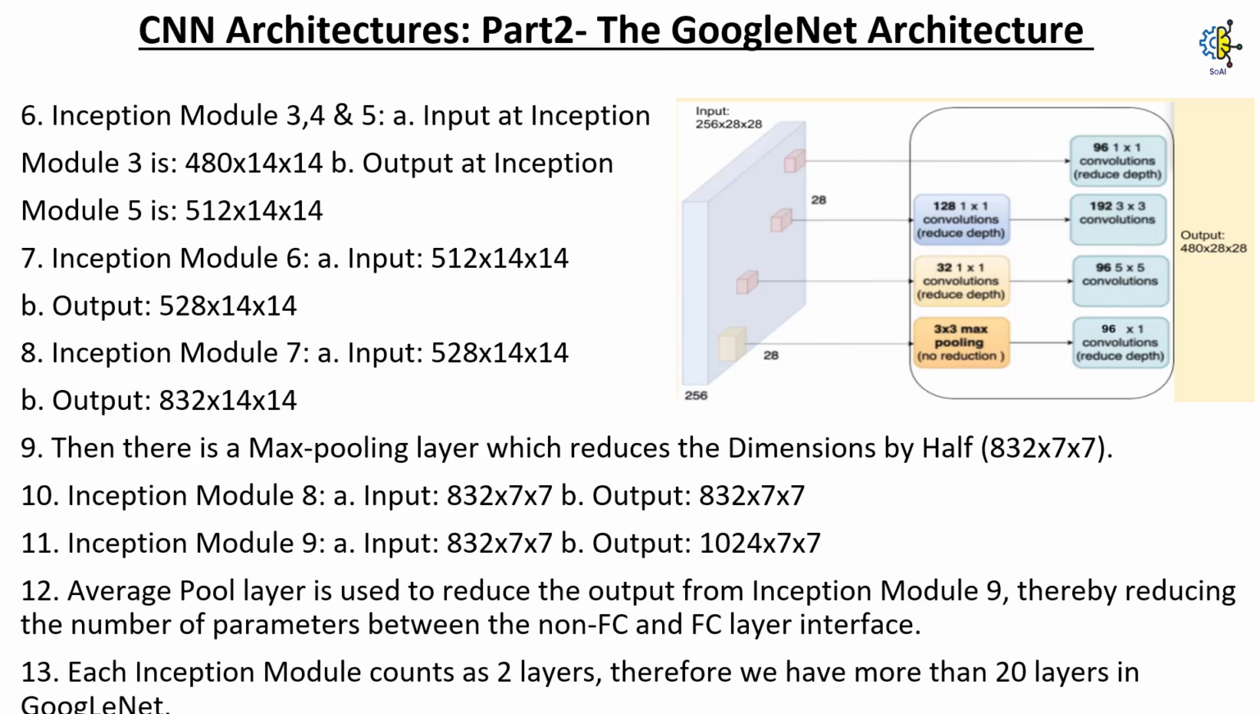An average pool layer is used to reduce the output from Inception module 9, thereby reducing the number of parameters between the non-FC and FC layer interface. Each Inception module counts as 2 layers. Therefore, we have more than 20 layers in the GoogLeNet.